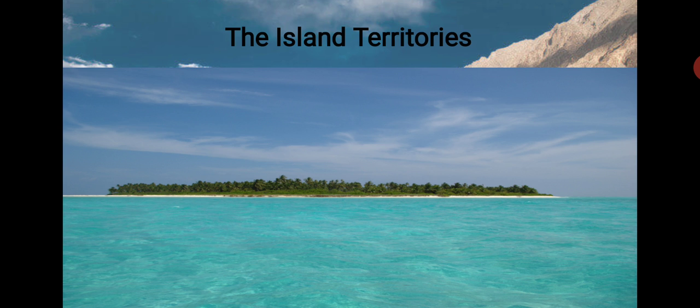Now come the islands. An island can be defined as a piece of land surrounded by water. Lakshadweep and Andaman and Nicobar are the main island groups of India. Lakshadweep Islands are situated in the Arabian Sea.